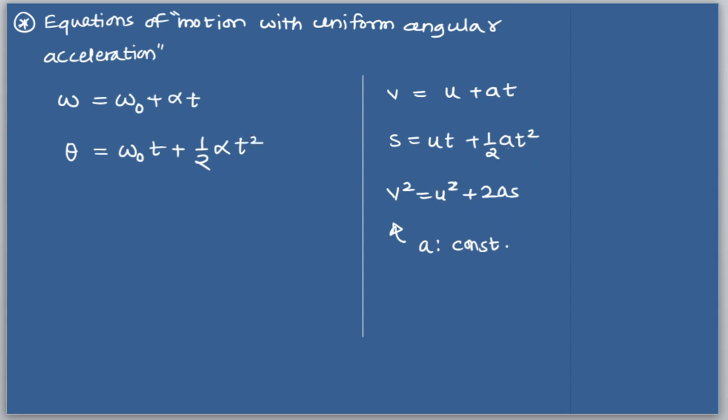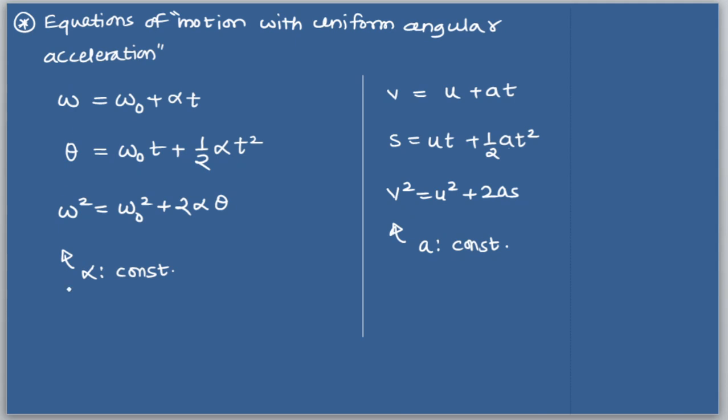Now v square equals u square plus twice as will be replaced by what? v square means omega square, u square means omega 0 square, plus twice alpha, s means angular displacement theta. Okay, these are the relations which can be used for motion with uniform angular acceleration. This alpha is constant. All these equations are applicable only if alpha is constant.